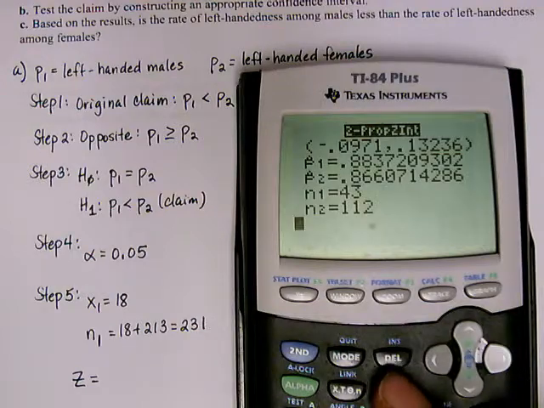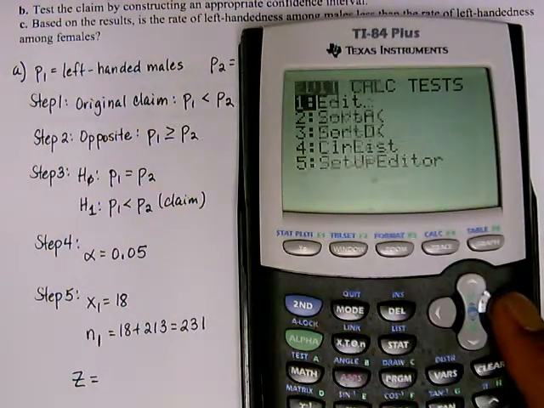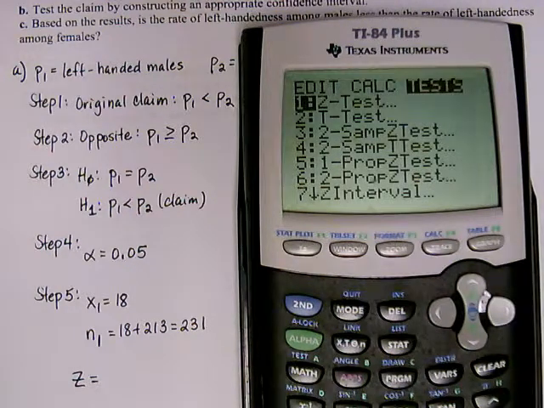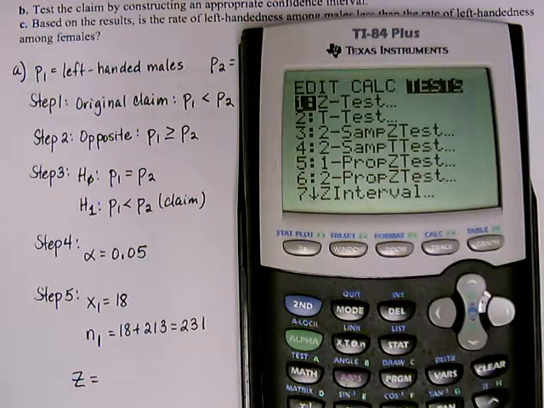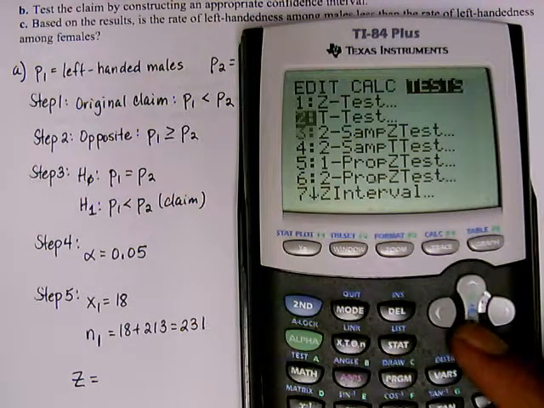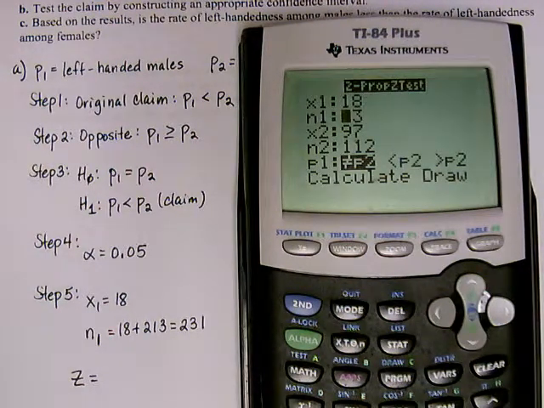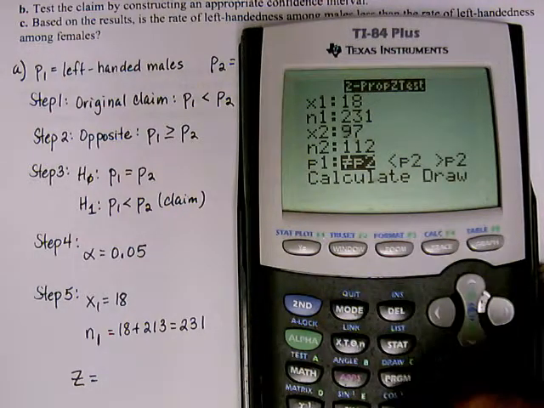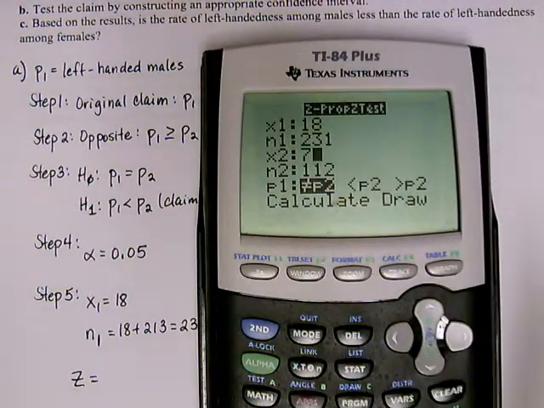And in this case here, as always, press the stat key. Use your right arrow key to find test. And then we're going to select 2-prop Z test. And then we're going to enter X1, which is your 18. Enter. N1, that's 231. And then enter. X2 was 73. And N2 was 507.